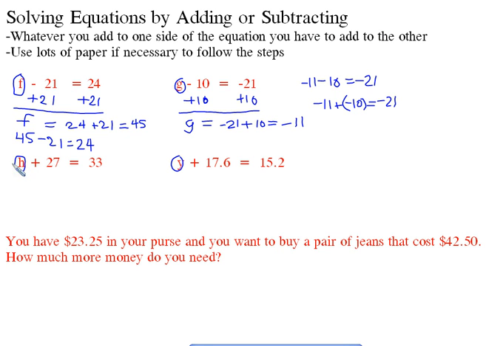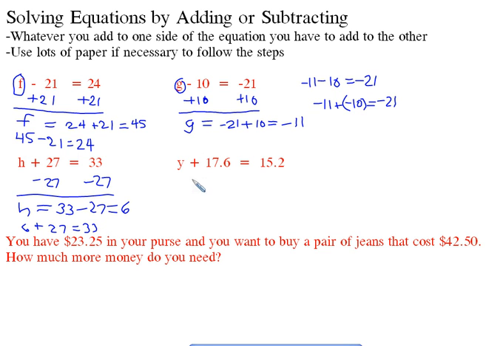So here, h plus 27, that's just going to be subtract 27 from both sides. So subtract 27 from both sides. And then I have h all by itself. It's isolated, it's all by its lonesome. 33 minus 27, which is going to be equal to 6. And substitute that back in and see if that makes sense. Does 6 plus 27 equal 33? Yes, it does.